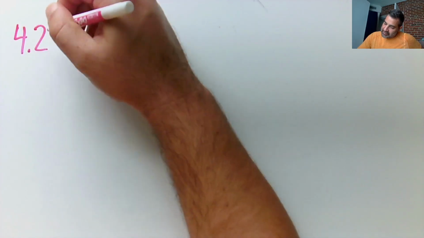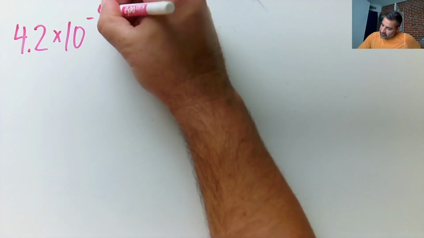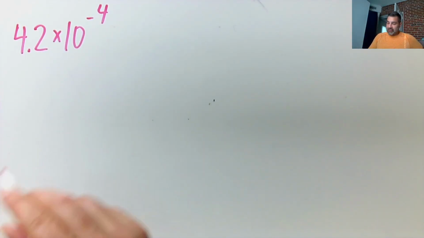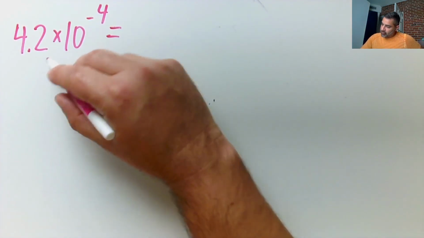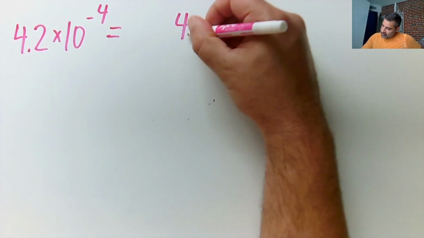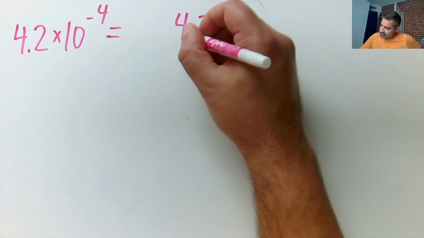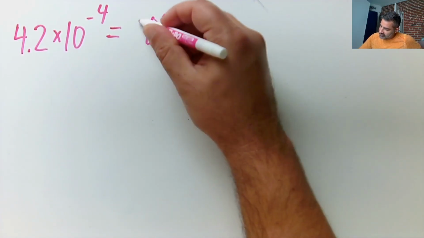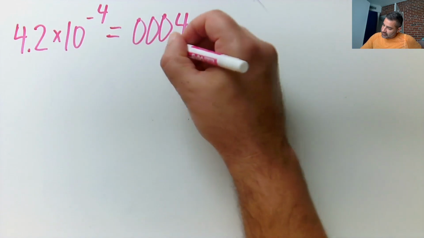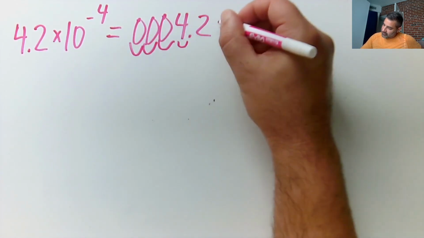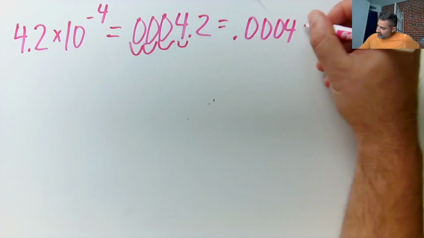Let's say you have 4.2 times 10 to the minus 4th. How do we convert that to a decimal number? So we have 4.2, and this means we're going to move the decimal over 4 times. So let's write some leading zeros. 0.2, and we're going to move it 4 times: 1, 2, 3, and 4. And so this is going to be equal to 0.00042.